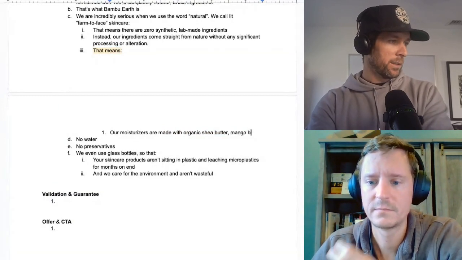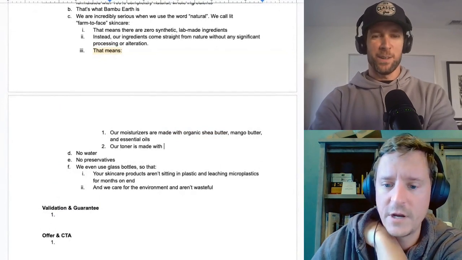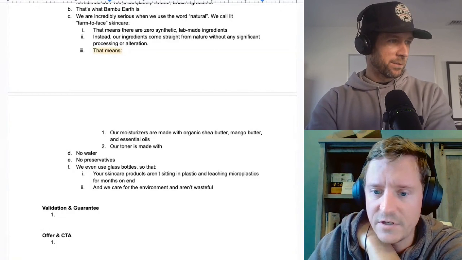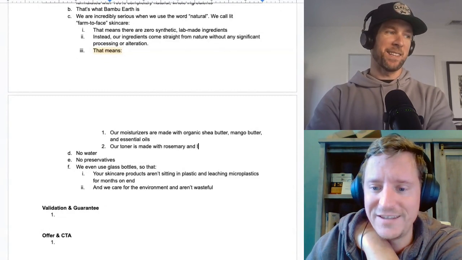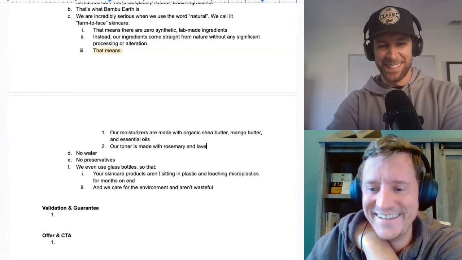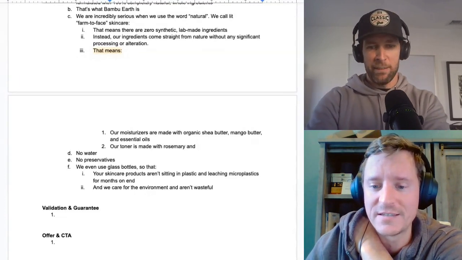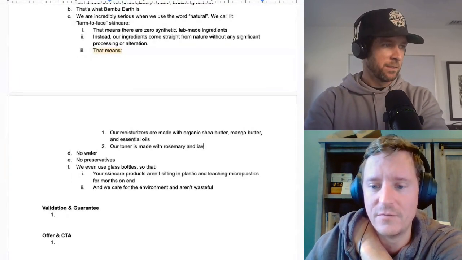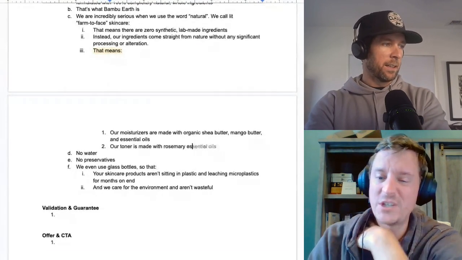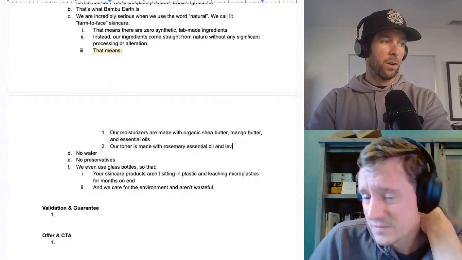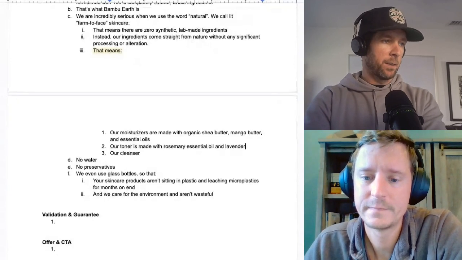Our toner is made with... Okay, hold on. It's the rosemary toner, right? What is that? Lavender hydrosol. Apple cider vinegar. Although that's a polarizing ingredient, controversial because it doesn't smell that great. Can we say rosemary and lavender? Rosemary essential oil and lavender. Witch hazel. Organic witch hazel. Oh, that's good. That's a commonly searched one. Lavender and organic witch hazel.